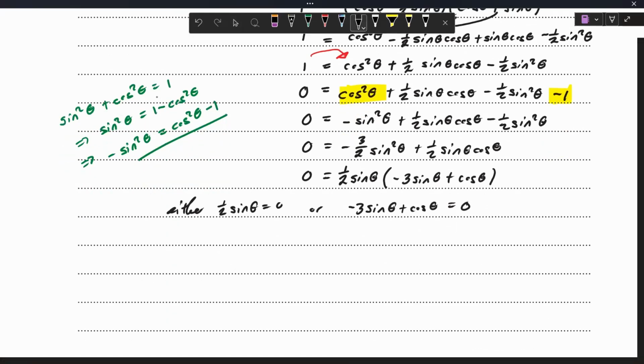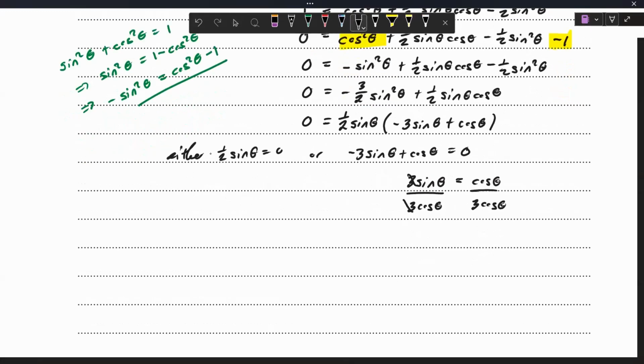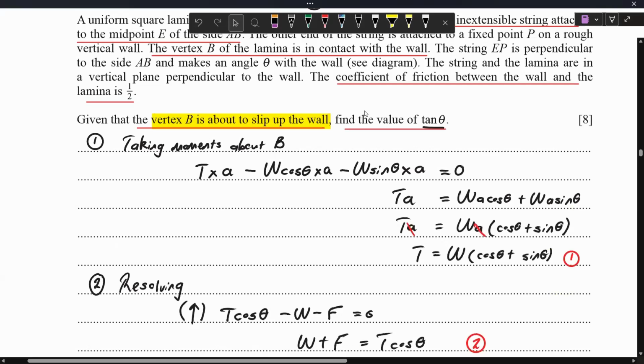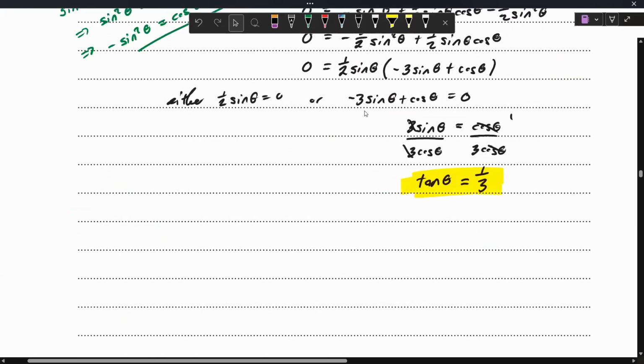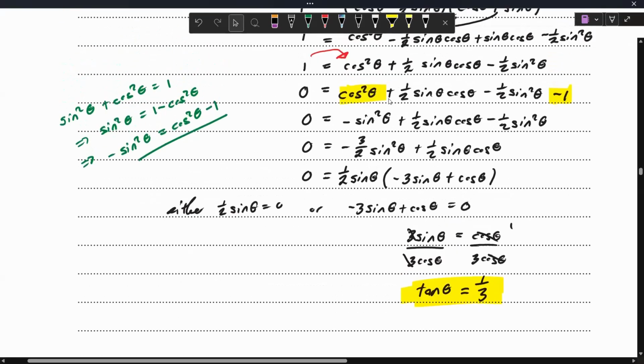So we are going to say essentially 3 sine theta is equal to cos theta, and we divide everything by 3 cos theta. The 3's cancel out, and we are going to have tan theta being equal to a third. So the value of tan theta here is a third. That's actually what they want us to find, right? The value of tan theta. So we're getting that tan theta is equal to a third. Okay. So that's how we do it, Wagner. What do you think of this?